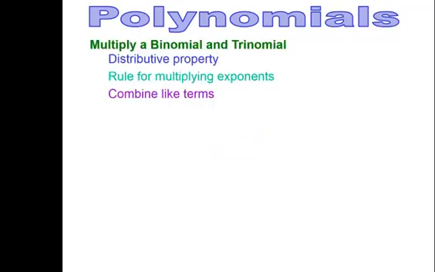So the next thing we're going to do is multiplying a binomial to a trinomial. Similar to binomials, we're going to be using the distributive property and the rule of multiplying exponents. And lastly, if you need to simplify, you're going to need to combine like terms. So you always have to have your answer in simplest form. So if there's like terms that can be combined, make sure you check and combine them.